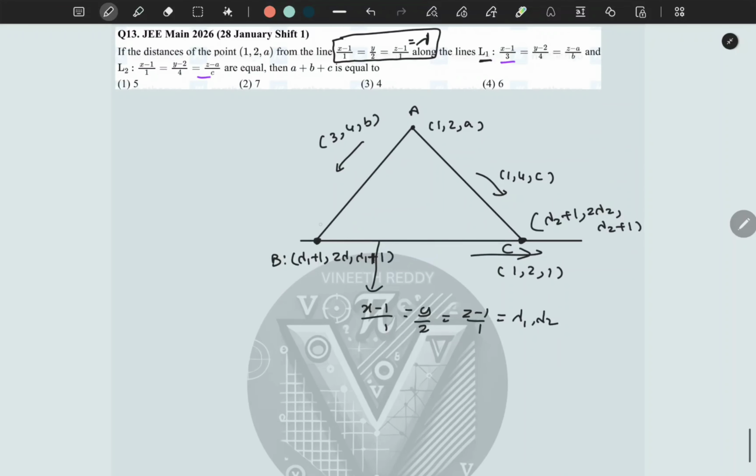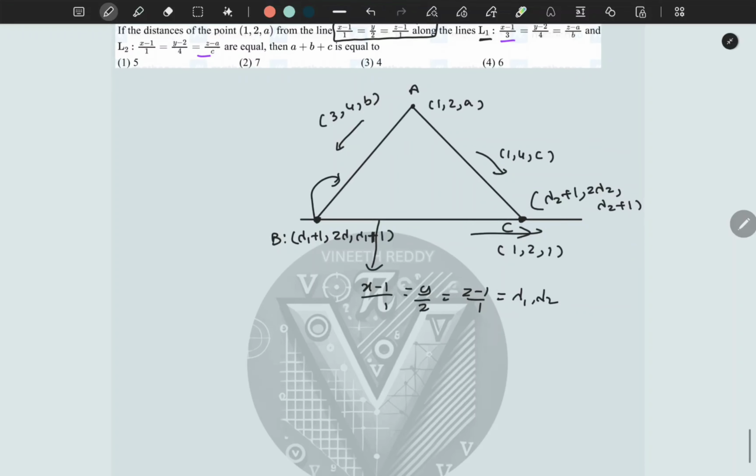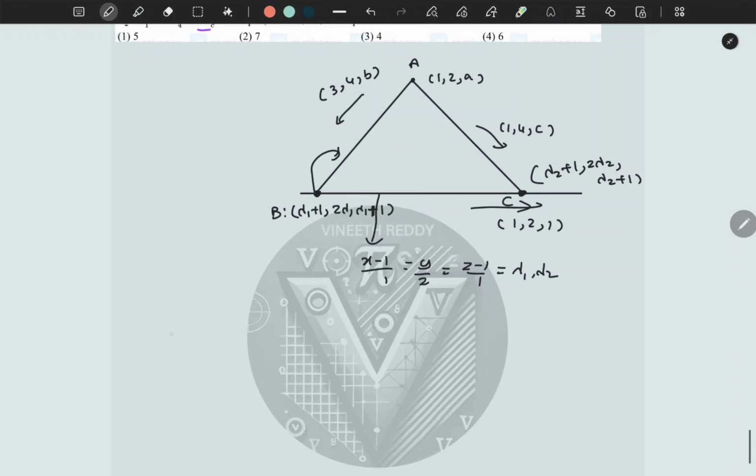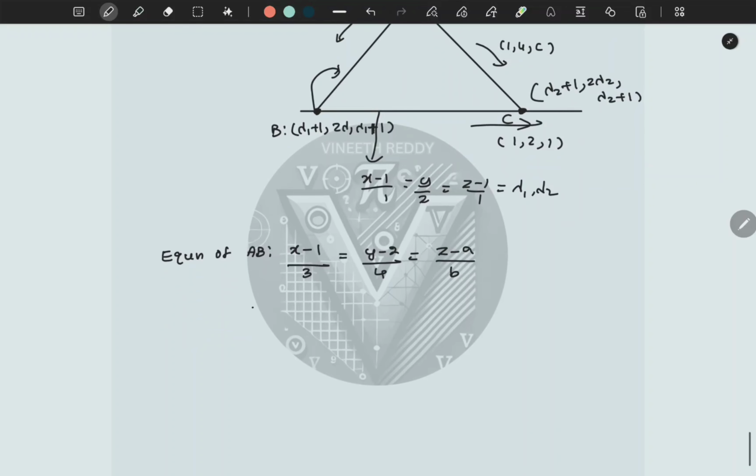Now point B lies on this particular line, right? Point B lies on this particular line. And what is the equation of that line? That should be the equation of AB. We have a point and we have the direction ratios. So the equation should be (x minus x1) by 3 is equal to (y minus y1) divided by b is equal to (z minus z1) divided by c. Now point B lies on this, so we can replace x with lambda 1 plus 1, and we can replace y with 2 lambda 1, right? And we can replace z with lambda 1 plus 1.